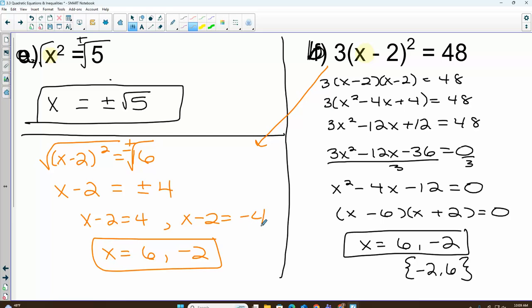If I put these problems on a test or quiz, I'm not going to tell you how to solve them, I'm just going to say solve it. So as long as you can get to the answer, that's fine. Any questions on that one? Let's try some more.